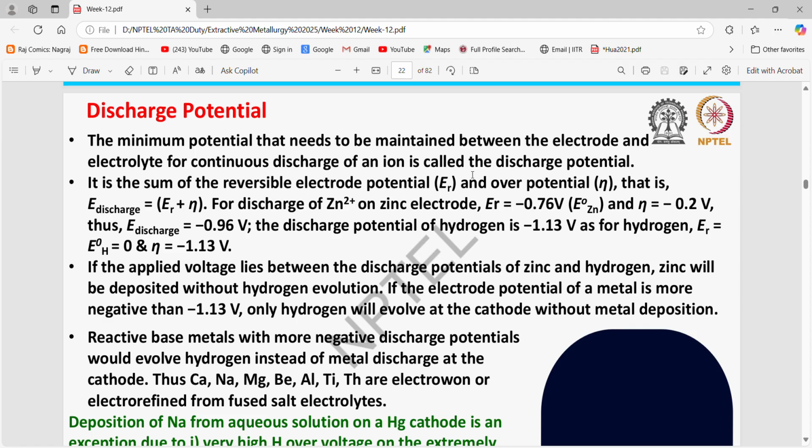So if the applied voltage lies between the discharge potential of zinc and hydrogen, zinc will be deposited without hydrogen evolution. If the electrode potential of a metal is more negative than minus 1.13 volt, only hydrogen will evolve at the cathode without metal deposition. So with the help of this we can decide the particular condition, what discharge potential or what applied potential we have to apply for the deposition to happen.